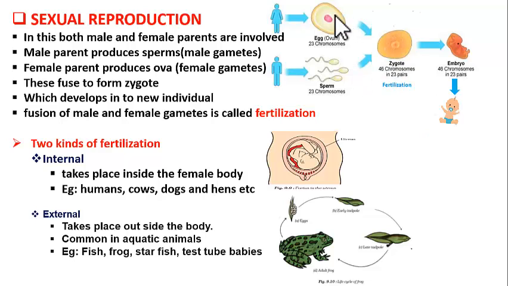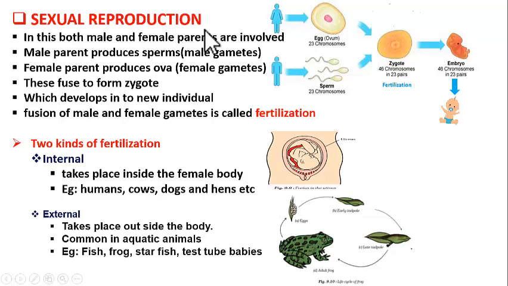So what is the fusion of male and female gametes called? Fertilization. After fertilization, the structure called zygote is formed. This zygote is unicellular and it undergoes rapid cell division and forms a structure called embryo, and finally this embryo develops into baby organism. So this is the general plan of sexual reproduction in most of the organisms.